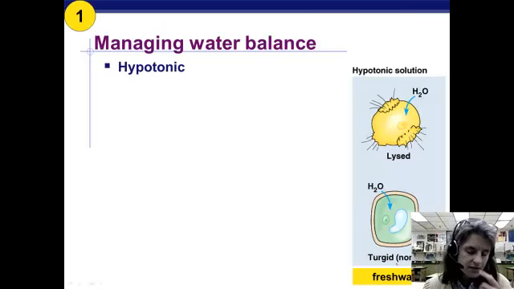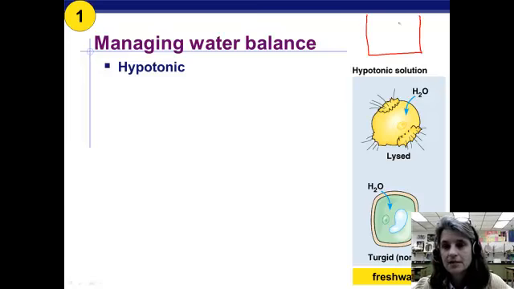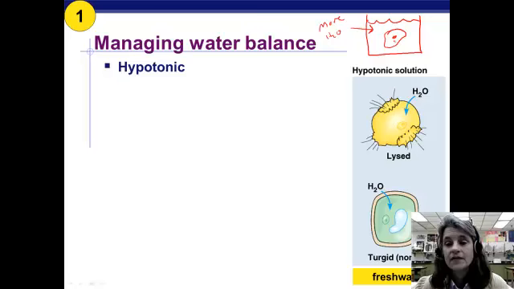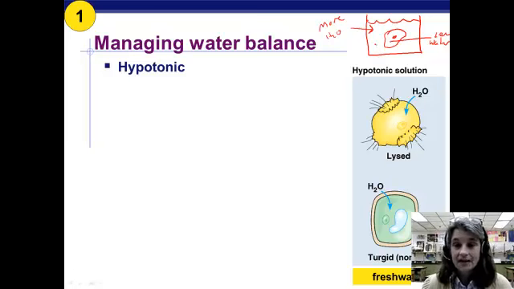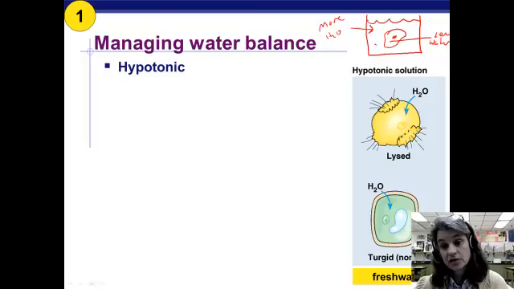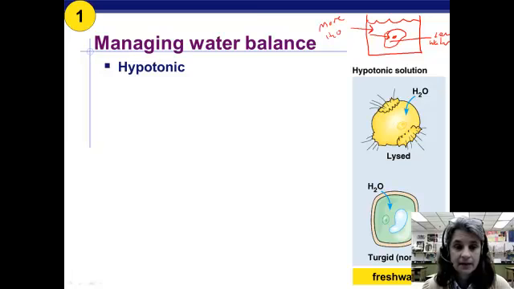Okay, so let's consider the first situation. If you place a cell in a hypotonic environment, so what does that mean? That means I'm going to put my cell, here is a beaker of water, and I'm going to drop in my cell, and this water has less solute but more water than the cell. The cell comparatively has more solute, but therefore less water than the water. So in that case, water moves from an area of high concentration to low. Water would flow into the cell from outside its environment. Okay?